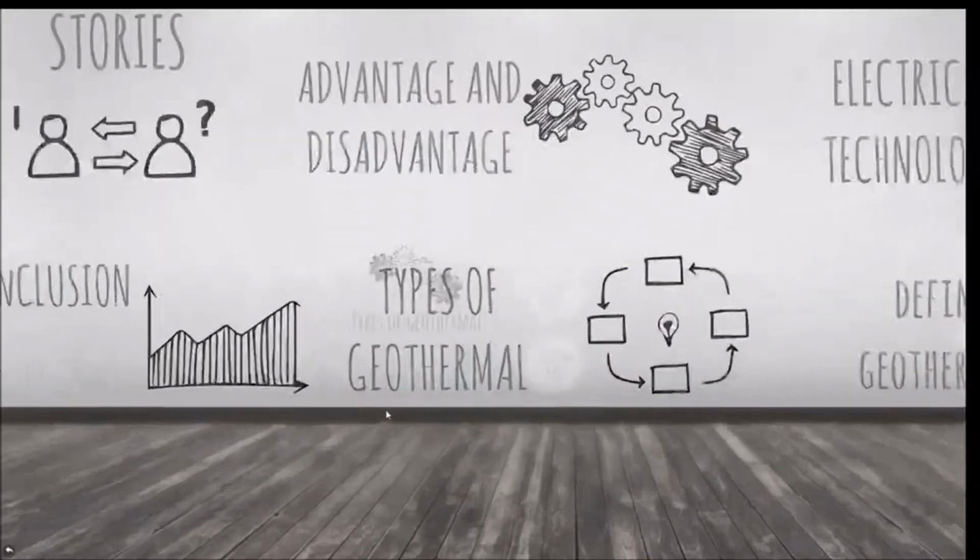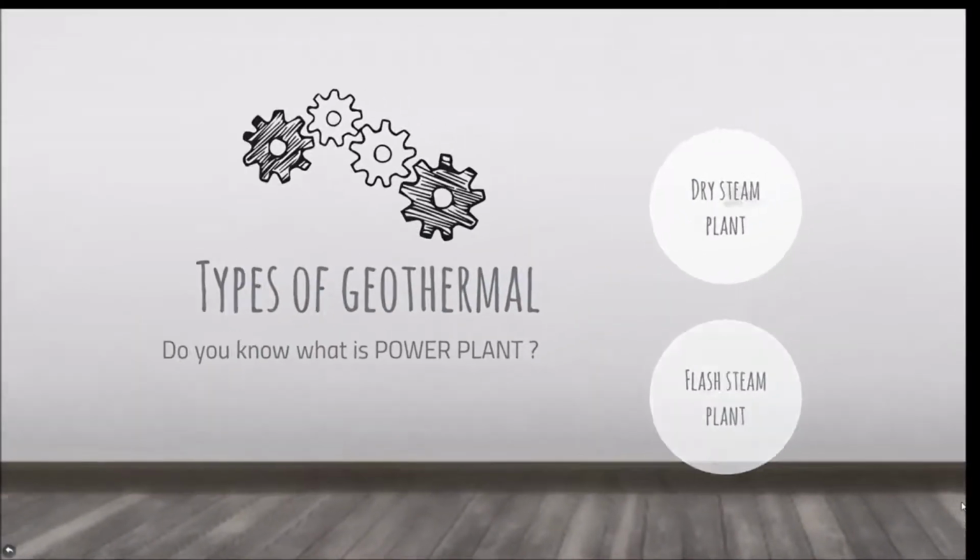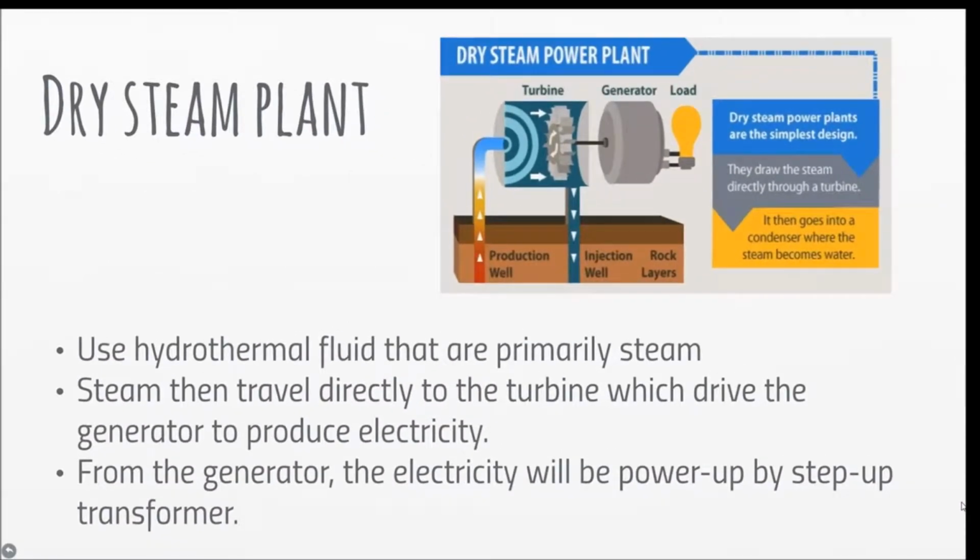Types of geothermal power plant. Do you know what is a power plant? First type is the dry steam plant. Dry steam plants use hydrothermal fluid that is primarily steam. Steam then travels directly to the turbine, which drives the generator to produce electricity. From the generator, the electricity will be powered up by a step-up transformer.